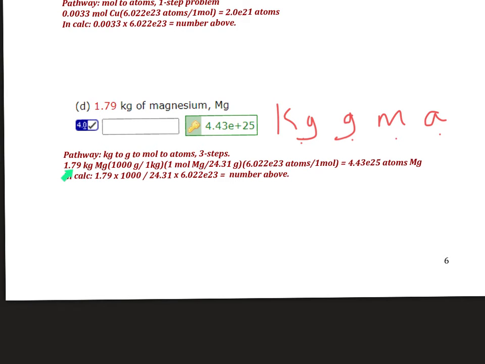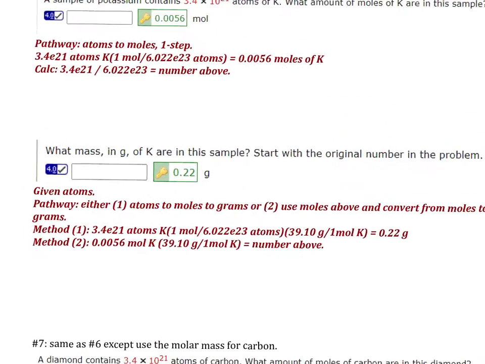So we'll start with 1.79 kilograms of magnesium, and we'll go from kilograms to grams by multiplying by 1,000, and then we will divide by the mass of magnesium, and then we'll multiply by Avogadro's number. And make sure you can do these in your calculator and get that same answer, because you have to use your calculator properly with that scientific notation.